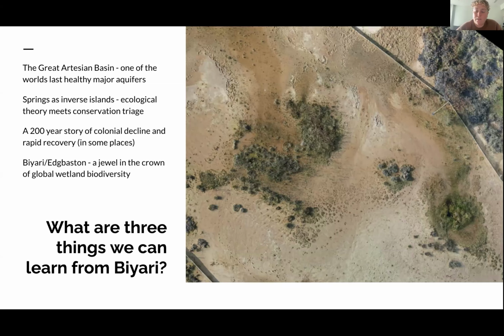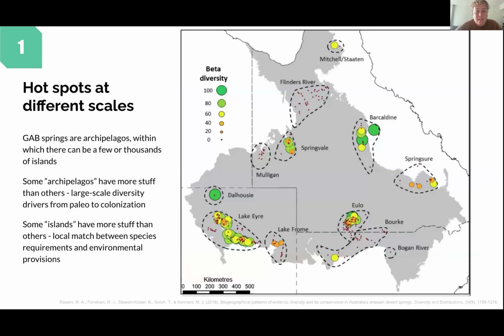So what I wanted to focus my talk around was three things that I think we can all learn about springs and groundwater systems from Biari, focusing on what I've learned over the decade of having the privilege of working there. The first thing I thought I'd introduce everyone to is this idea of wetlands as islands in an arid desert at multiple scales.